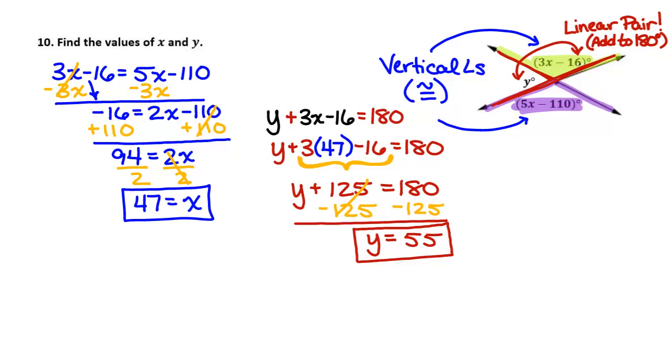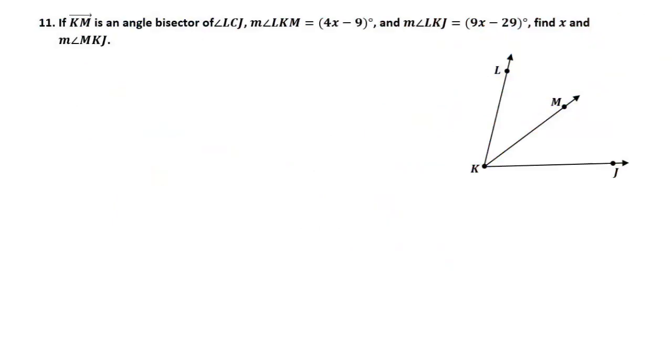If they're vertical angles, you're going to set them equal. If they're side by side, you're going to plus them and equal it to 180. All right, let's look at number 11. If they're vertical angles, so if they're opposite sides of the X, you will set them equal. If they're side by side and together they make that straight line, you will plus them and equal it to 180.